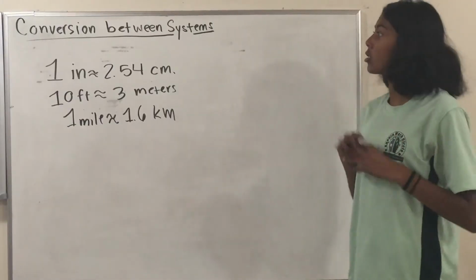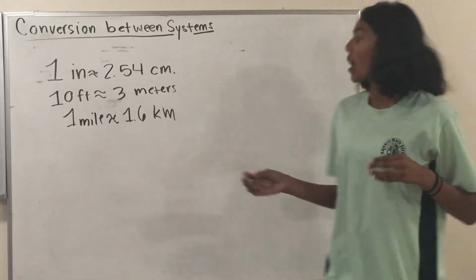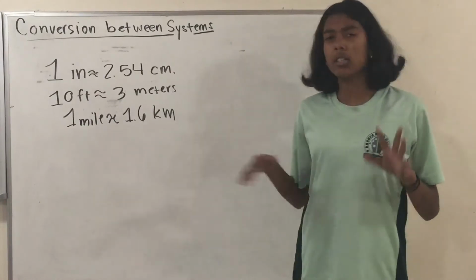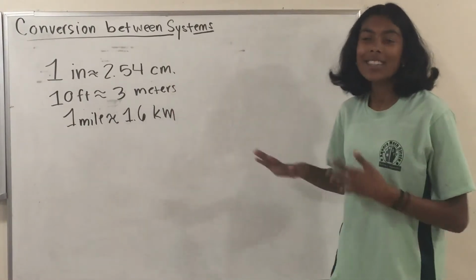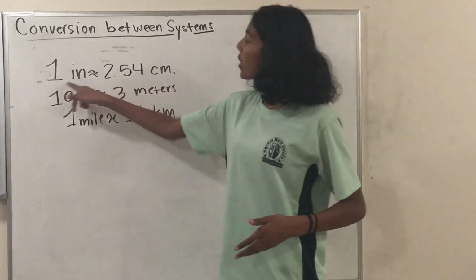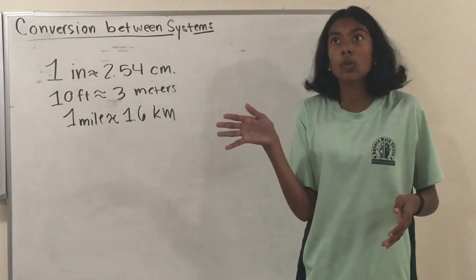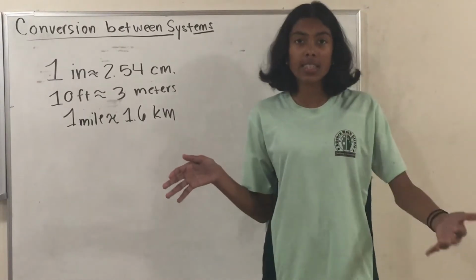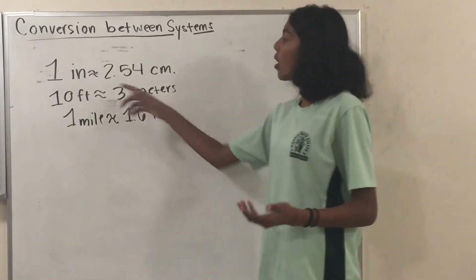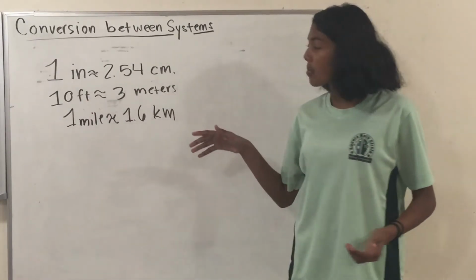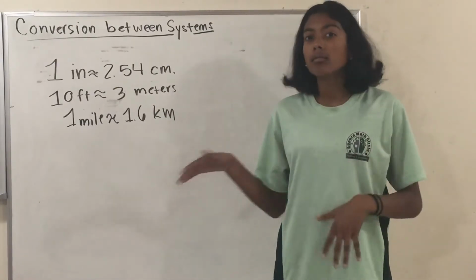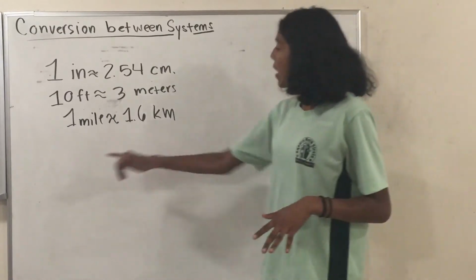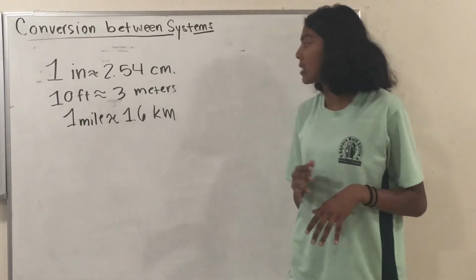So now let's move on to conversions between the systems. We're just going to focus on length. Anyways, here are some of the basic ones. 1 inch is approximately 2.54 centimeters. It's not exact, but it's pretty close. 10 feet is around 3 meters. Once again, it's not exactly 3 meters, but it's pretty close. And then 1 mile is around 1.6 kilometers.